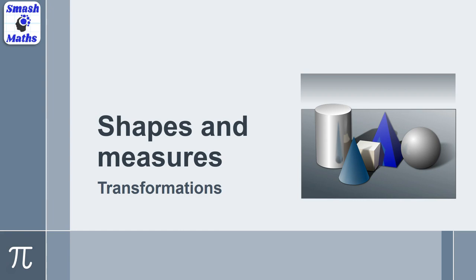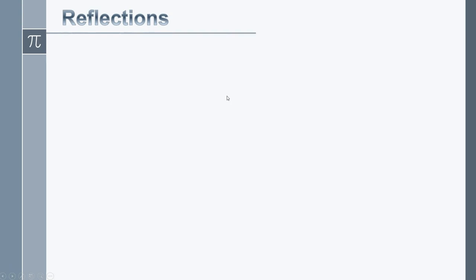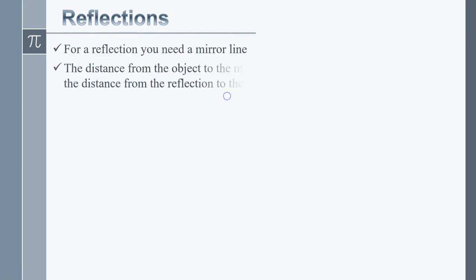Now, transformation is essentially just a way of being able to move a shape according to a particular set of instructions. And there's three different ways that we're going to do this, and we'll have a look at each of those in turn. So the first one we're going to do is a reflection. So for reflection, what we're going to need is a mirror line.